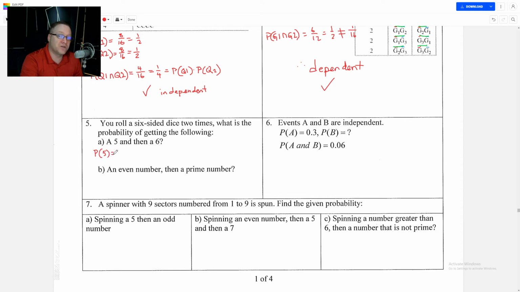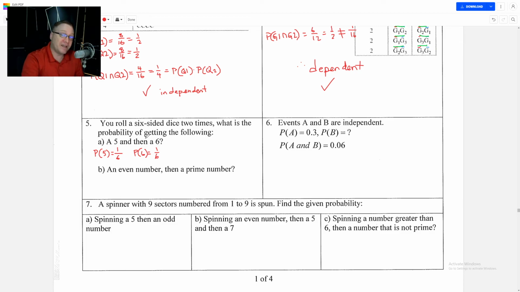Well, there are 6 different sides to the dice, and there's only one side that's a 5, so the probability of getting a 5 is 1 over 6. What's the probability of getting a 6? Same. There's only one 6, and there's 6 different sides, right?